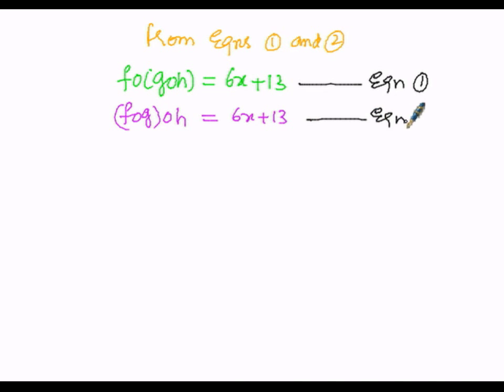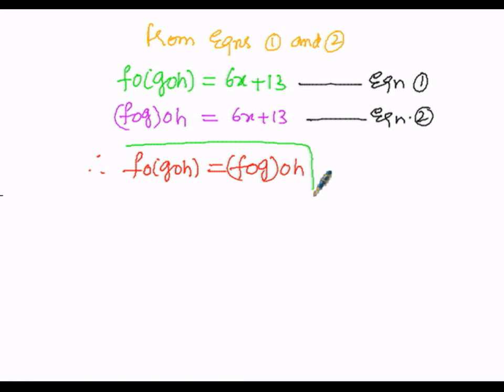From 1 and 2 it is clearly observed that the right hand side quantities, 6x plus 13 in the first equation and 6x plus 13 in the second equation, are equal. Therefore the left hand sides must be equated. So f of g of h is equal to f of g of h. Hence it is concluded that in the composite of three functions f, g and h, f of g of h is equal to f of g of h.